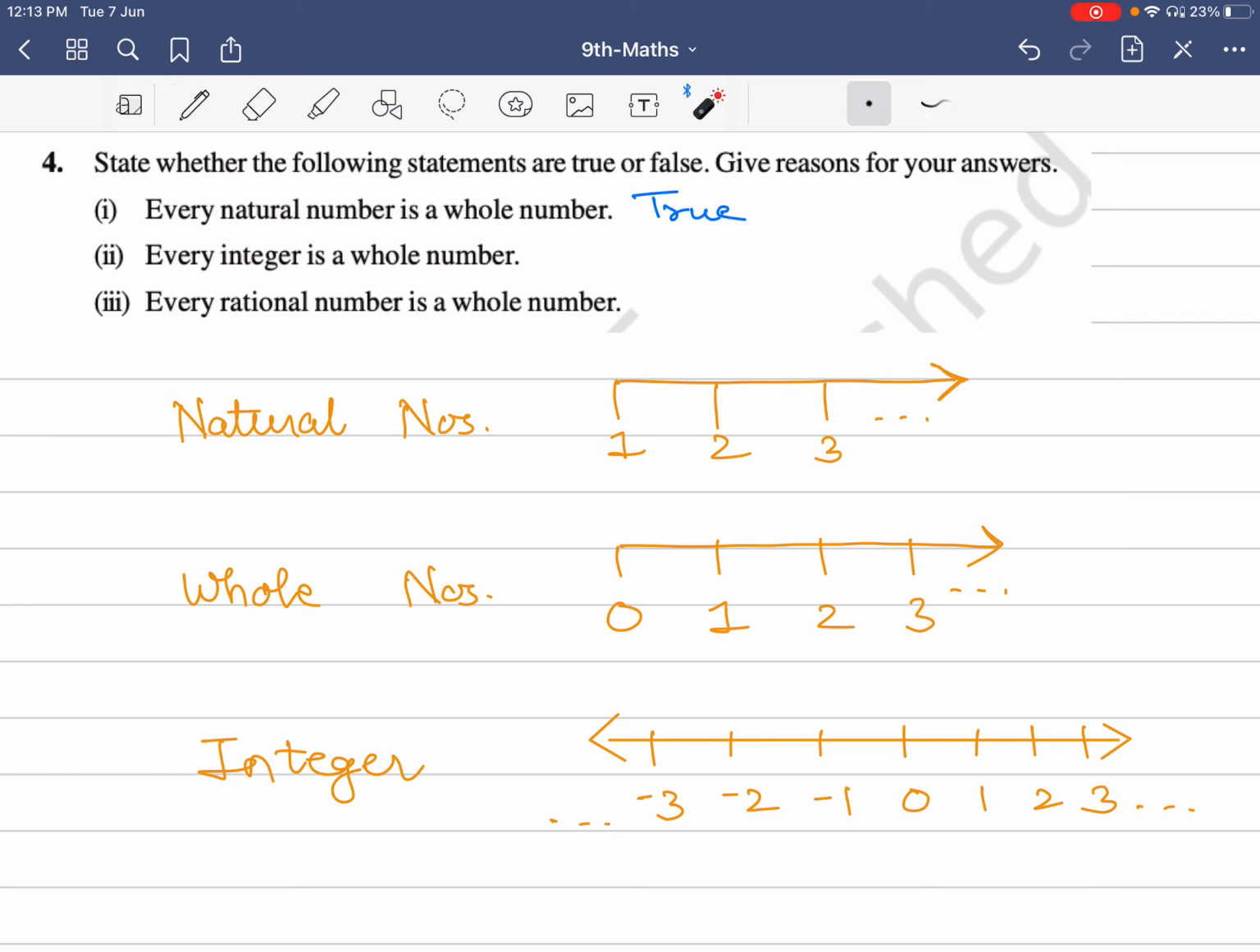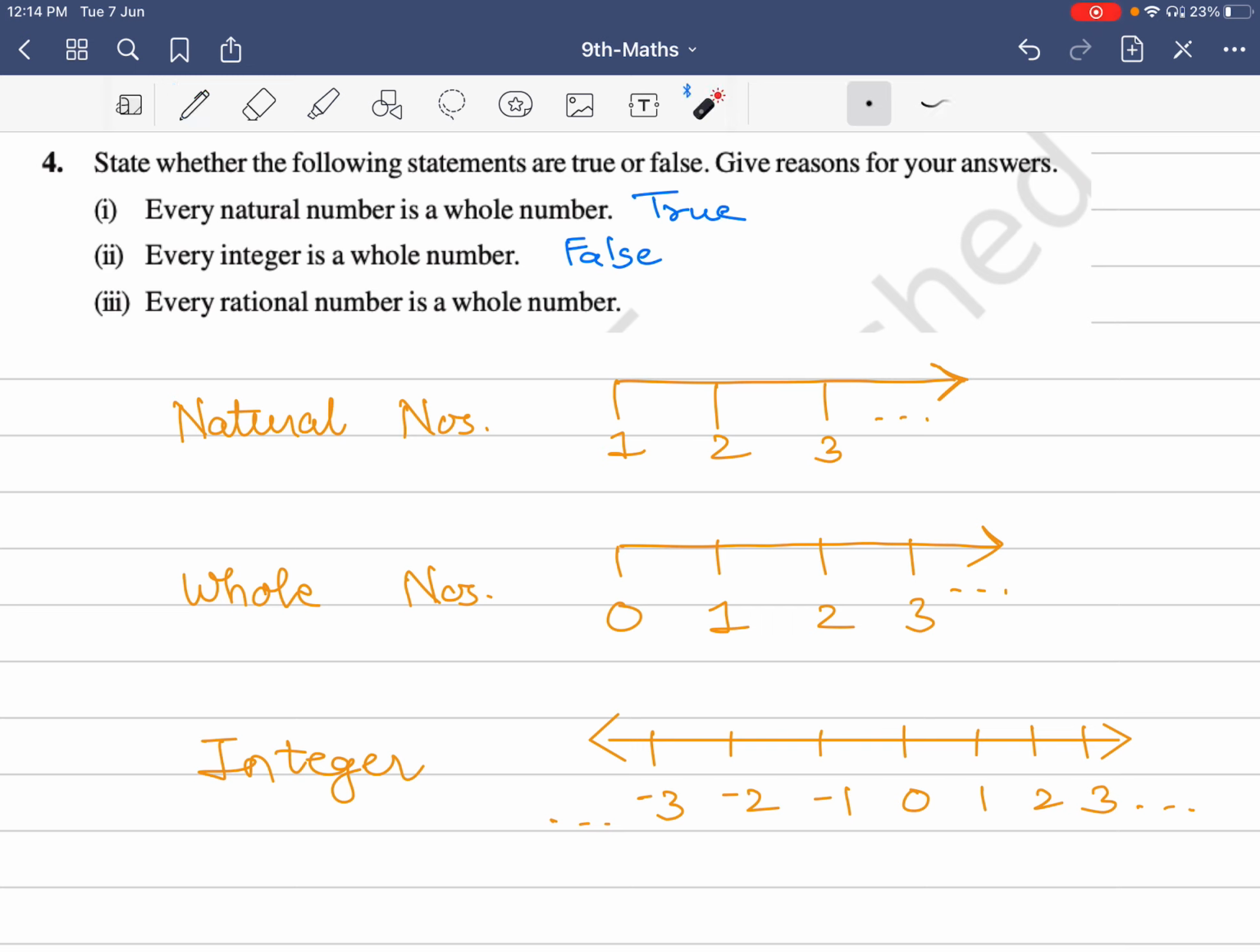Now let's read the statement again. Every integer is a whole number. We can clearly see this is a false statement because these integers are not represented here in the whole number line. These negatives are missing. So 1 as an integer is a whole number, 2 as an integer is a whole number, but they are saying every integer. If I take -3, then -3 is not a whole number. So this statement becomes false. I'm going to mark here false.